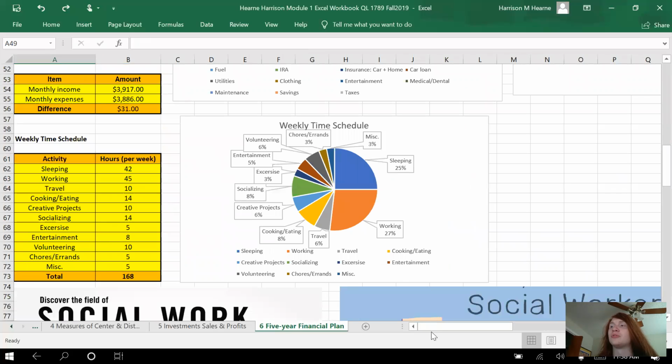Now let's talk a little bit about time, because time management is super important for long-term success.